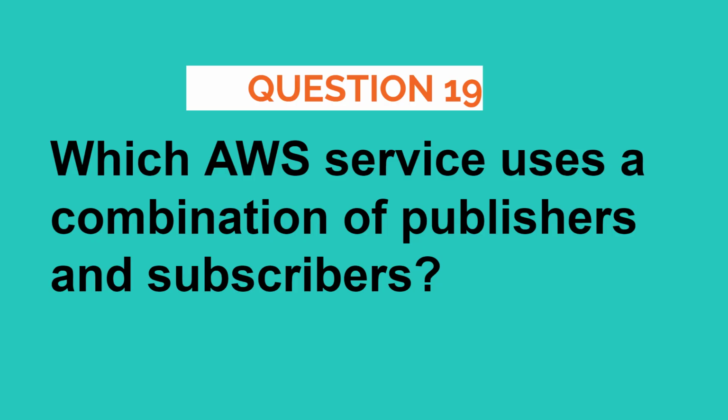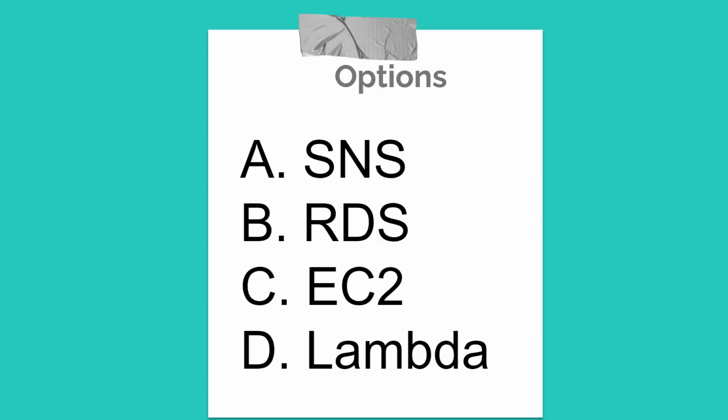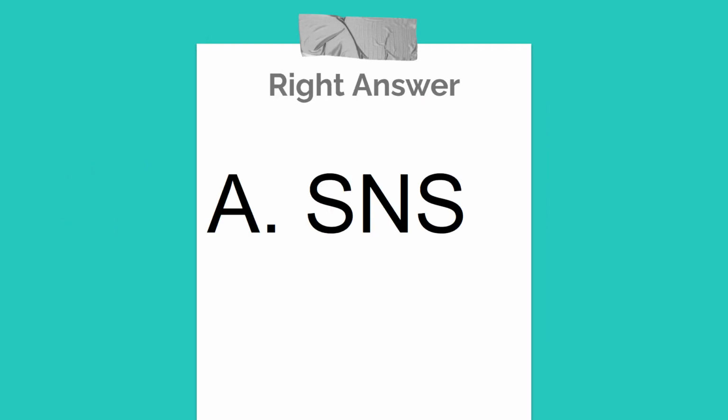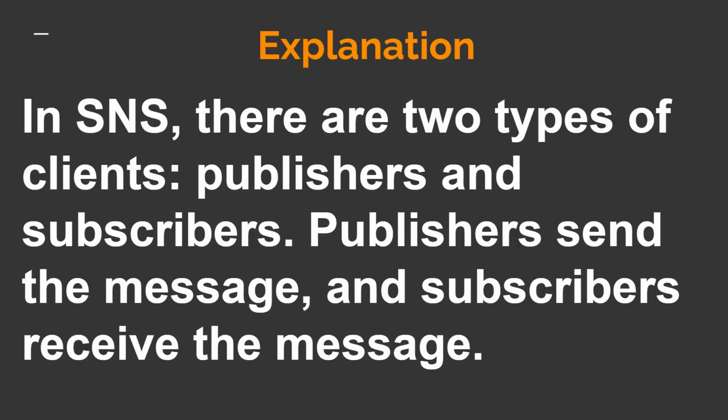Question 19. Which AWS service uses a combination of publishers and subscribers? Options. A. SNS, B. RDS, C. EC2, D. Lambda. Right answer is A. SNS. Explanation. In SNS, there are two types of clients: publishers and subscribers. Publishers send the message and subscribers receive the message.